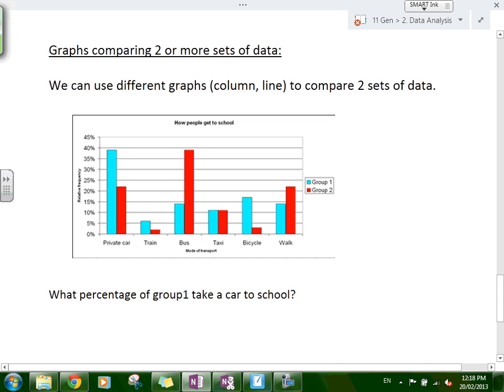So there's group 1 and there's group 2. So the blue is group 1, the red is group 2. And it's saying this is private car. How people get to school is by car. That's a percentage. Train, bus, taxi, bicycle, walk.